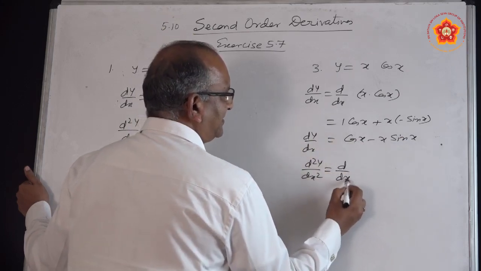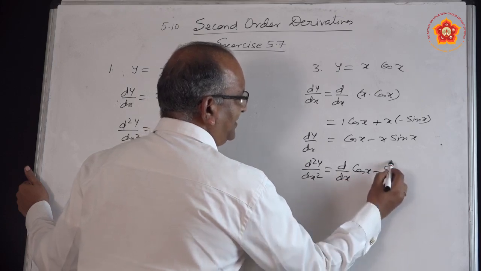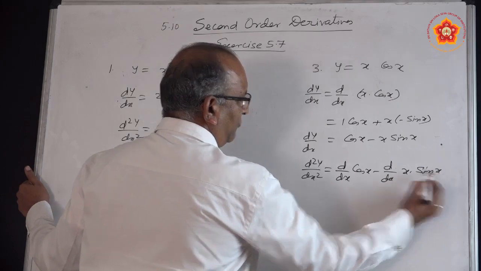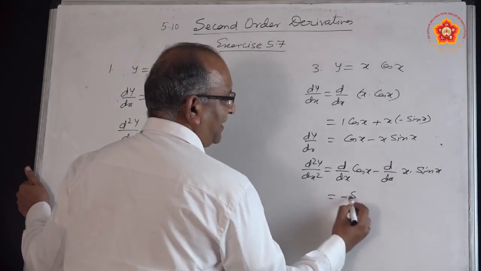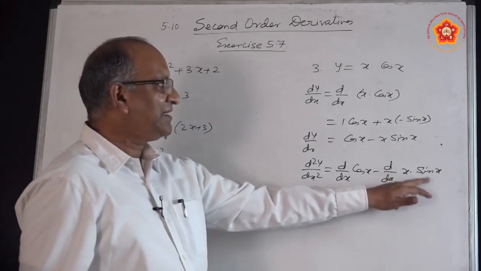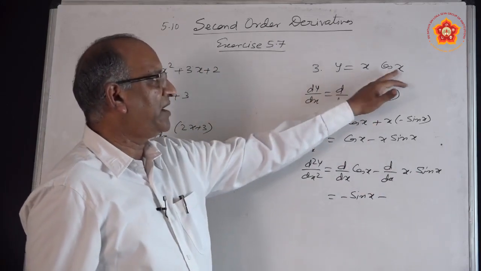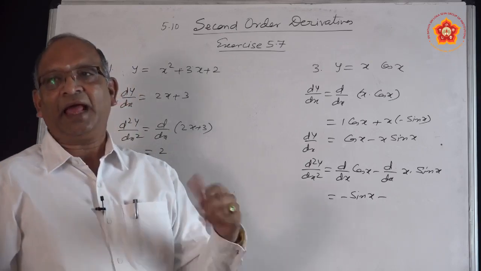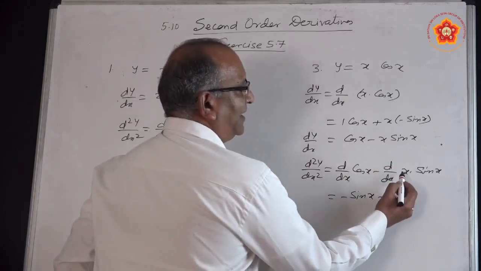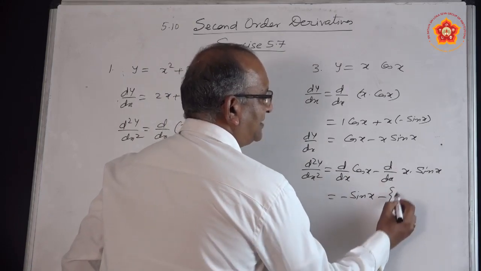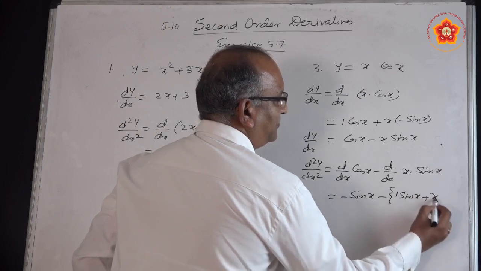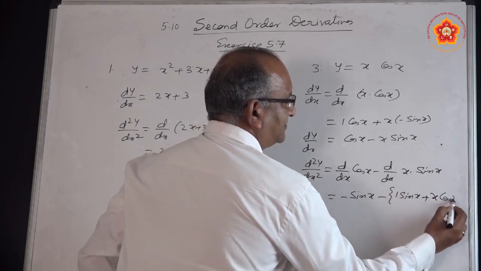So, it can be written as d/dx of cos x minus d/dx of x sin x. What is d/dx of cos x? It is minus sin x. Minus derivative of x sin x will be more or less like derivative of x cos x, that is, apply the product formula. So, if you apply the product formula, derivative of x is 1 into sin x plus x into derivative of sin x, which is cos x.